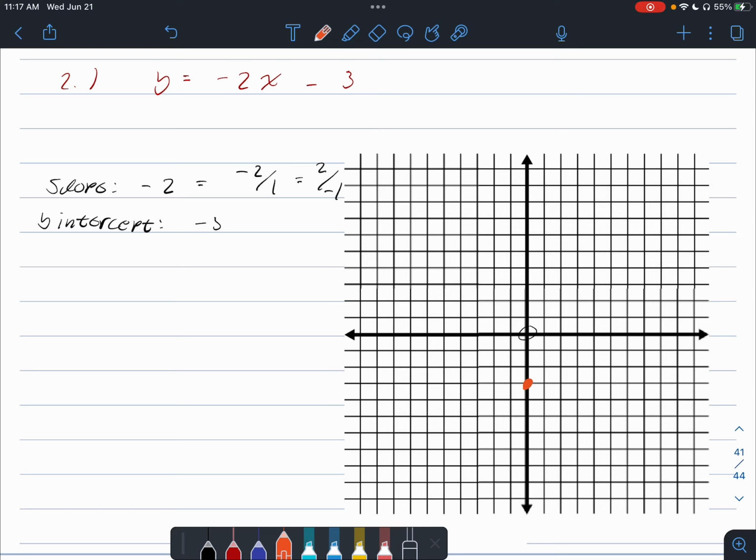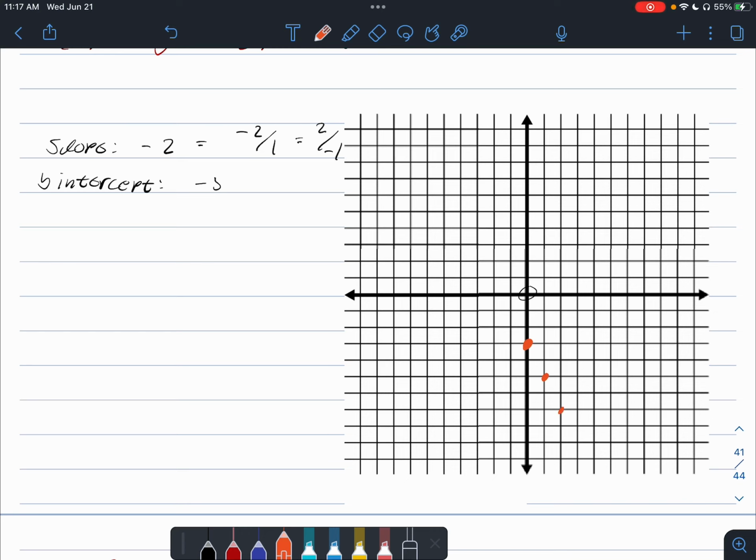All right? So we can do that again. We can go down 2 to the right 1. But we can also go, if we look here, up 2 to the left 1. That's why it's important to recognize that negative 2 over 1 is equal to 2 over negative 1. Okay, we can go in this direction as well.